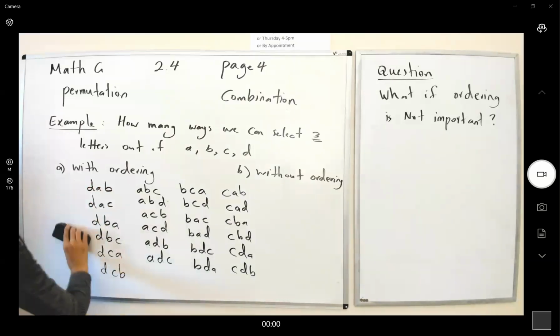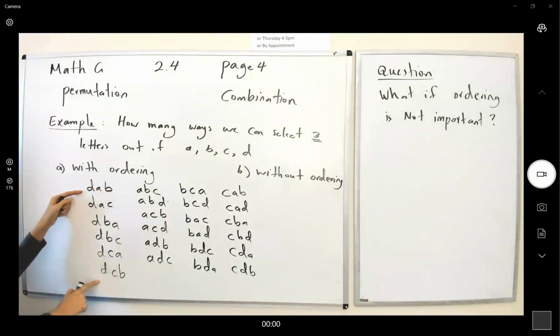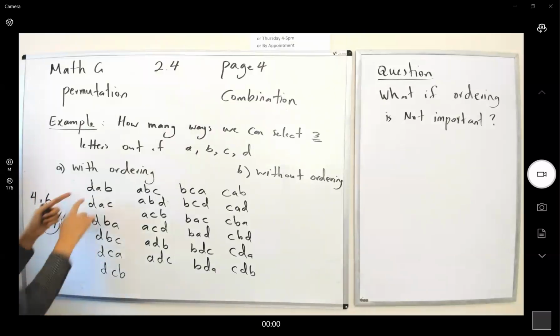Well, how many permutations? 1, 2, 3, 4, 5, 6, and 4 times 6, 24 different permutations or orderings are available.